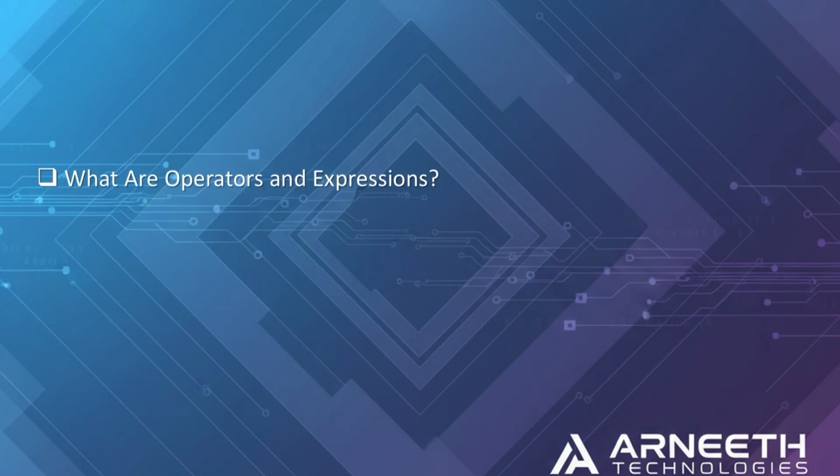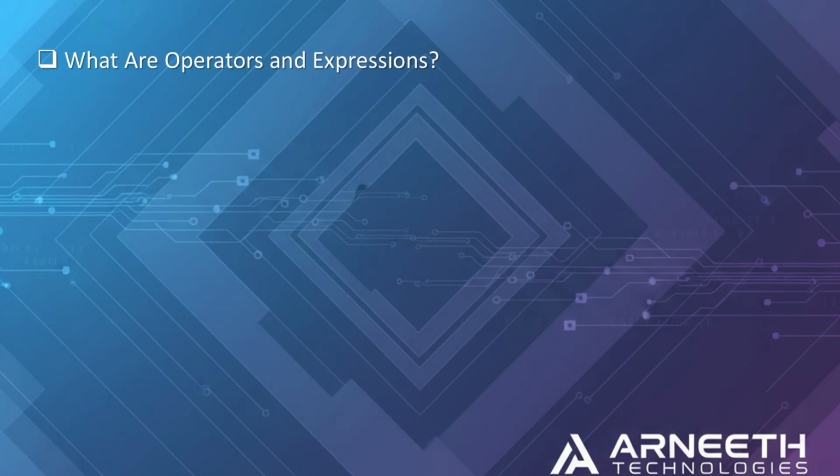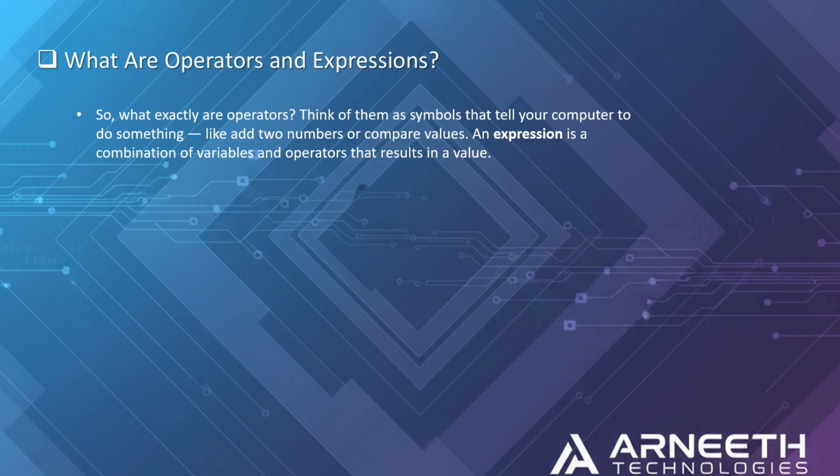Now we are starting with what operators and expressions are. What exactly are operators? Think of them as symbols that tell your computer to do something, like add two numbers or compare values. An expression is a combination of variables and operators that results in a value. Operators are used when we write code for logic and expressions, where we are comparing or adding something.